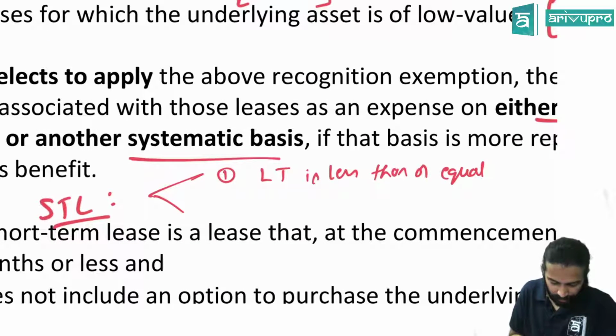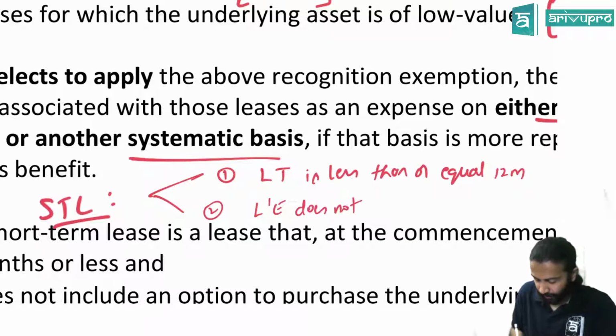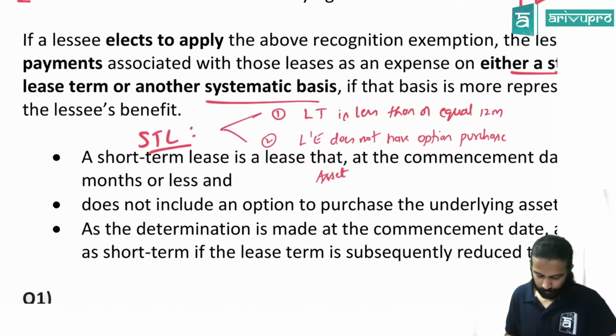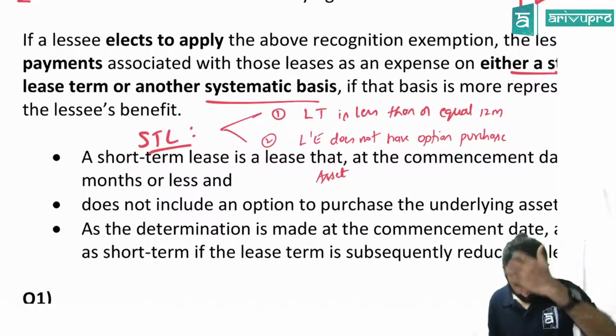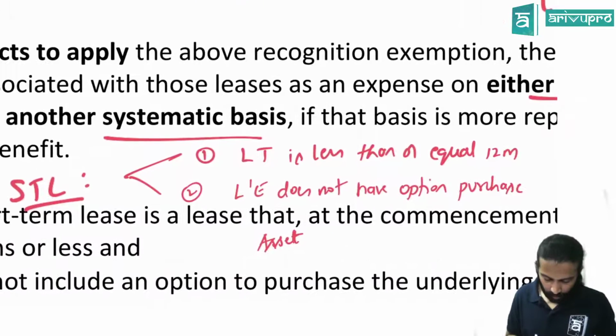Lease term is less than or equal to 12 months. Two, lessee does not have option to buy the asset. Does not have option to purchase the asset. Fine. So if these two criteria are satisfied, we call it a short-term lease.